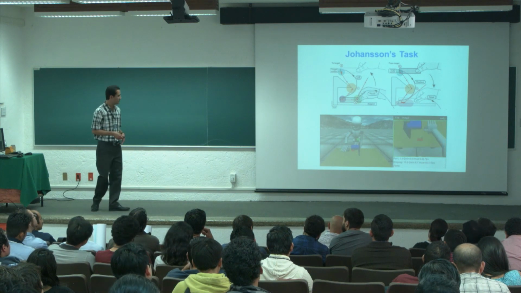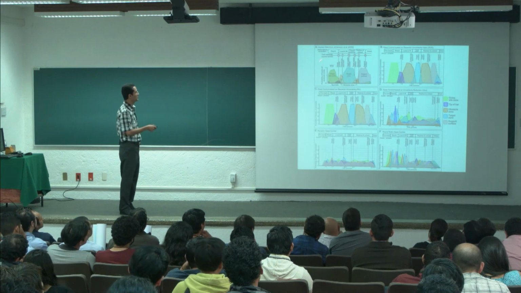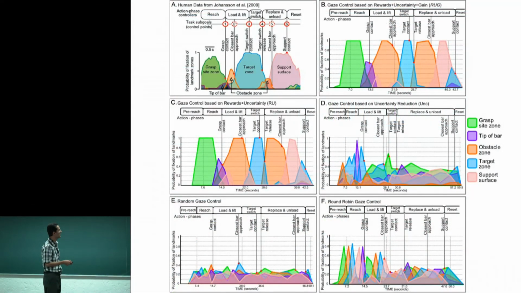So what we obtained is, this is Johansson's experiment. These are the parts where the subject was looking, for example, at the grasp zone of the bar, and the parts where the subject was looking at different parts of the scene. Okay. This is, as you can see, very similar.